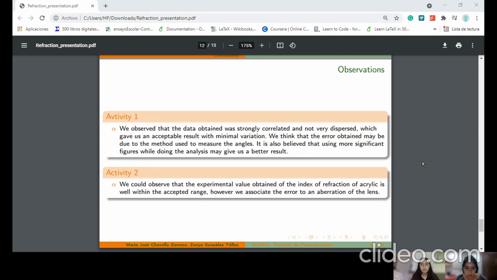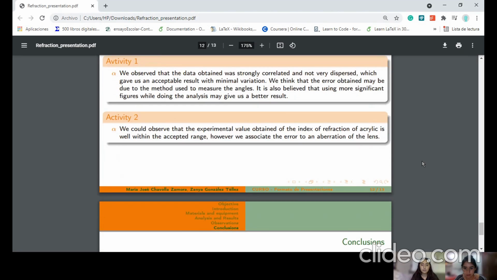And in activity 2, we could observe that the experimental value obtained was within the accepted range, but we associate the error with an aberration of the lens. The aberration may have made the rays not converge to a perfect point, and this may have given us the errors.